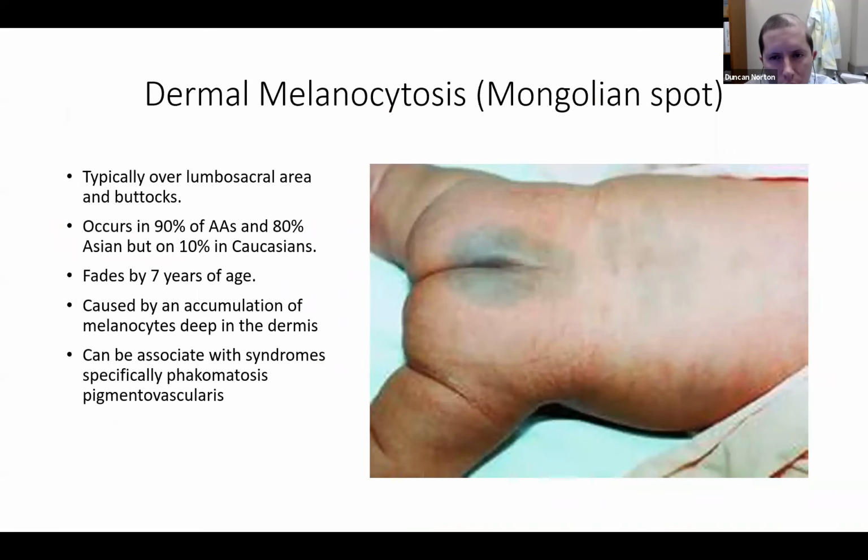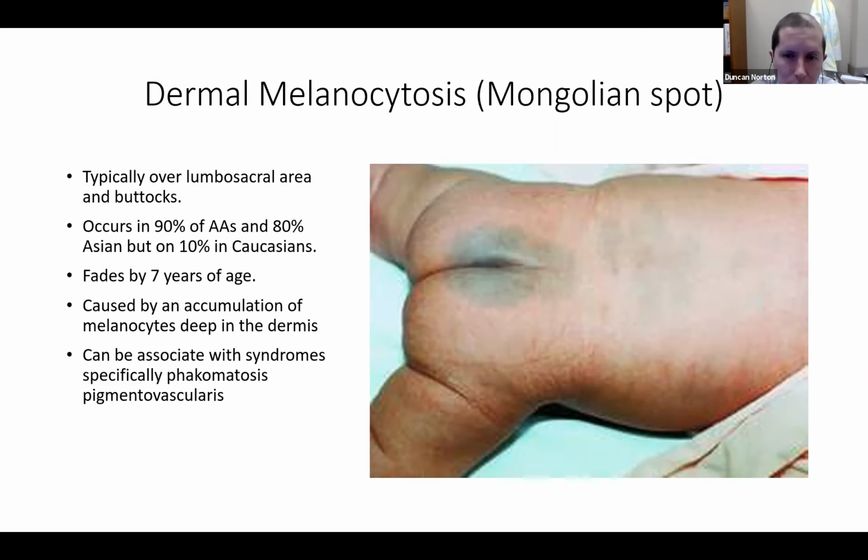So the next one we're going to talk about is a Mongolian spot. The official name of it, the new official name of it, is dermal melanocytosis. You tend to see this more in African Americans and our Hispanic populations. It's very rare in our Caucasian population. You typically will most often see them over the lumbosacral or buttocks area. They tend to fade over time.